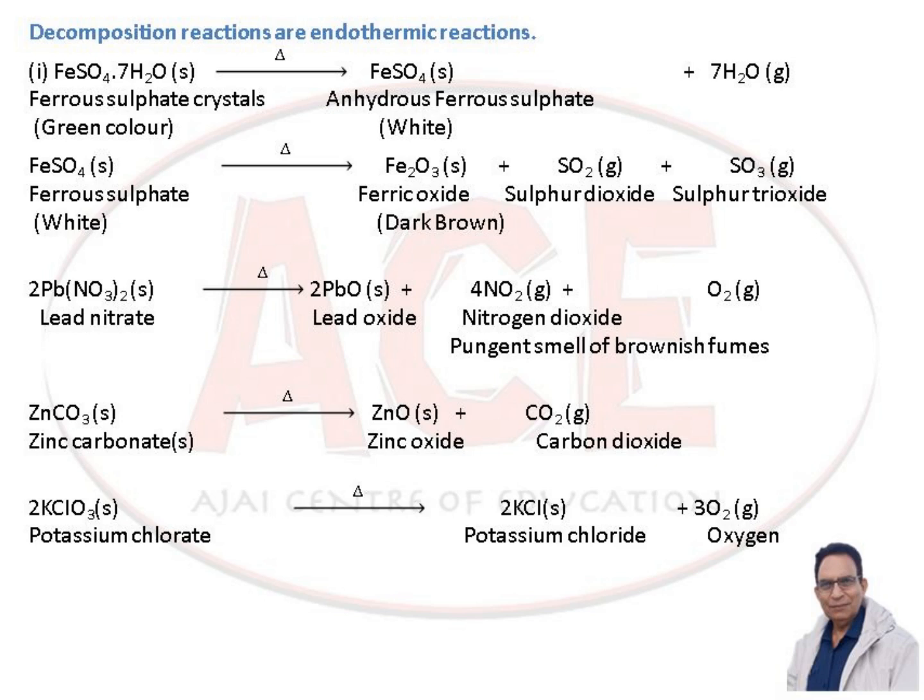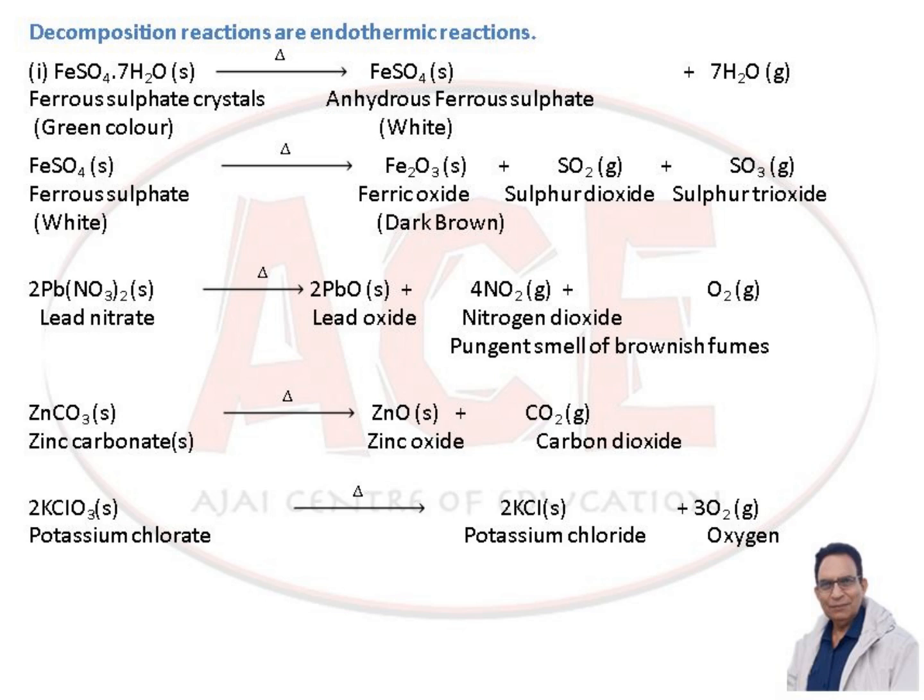Ferrous sulfate on heating gives Fe2O3 plus SO2 plus SO3. The color of ferric oxide is dark brown. Another example of endothermic decomposition reaction: Pb(NO3)2, lead nitrate, on heating gives PbO, lead oxide, plus nitrogen dioxide plus oxygen. Nitrogen dioxide so produced has a pungent smell and brownish fumes.